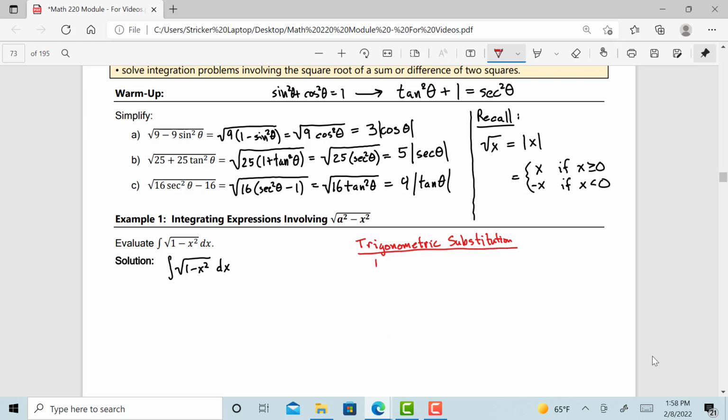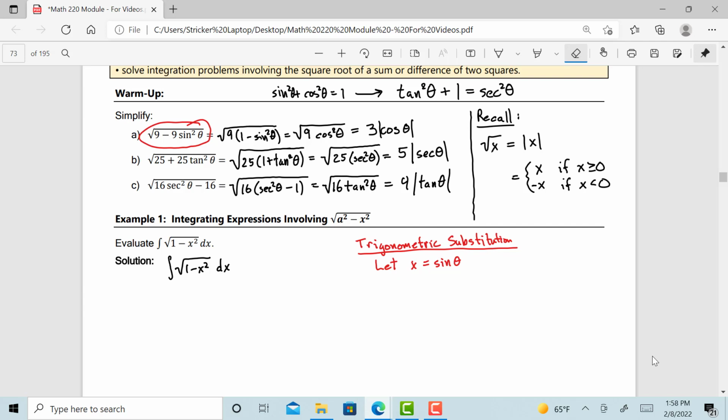And for that, we're going to let x equal sine theta. Because if x equals sine theta, and we were to plug that sine theta in for x, then we're going to get something that looks kind of like what we did here in the warm-up of part A. And we know it'll be something that will be easy to simplify, right? So let's go ahead and do that.